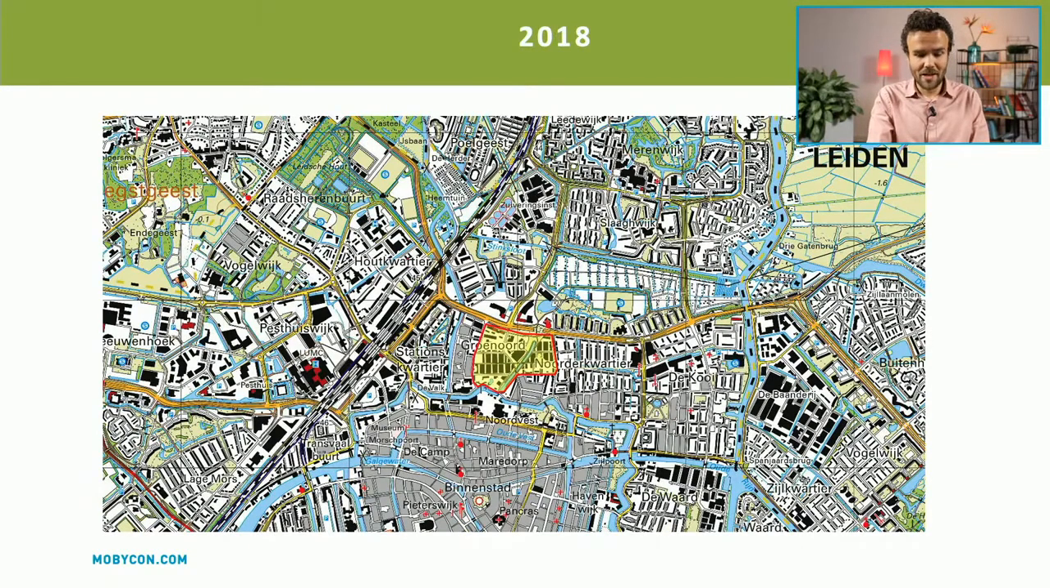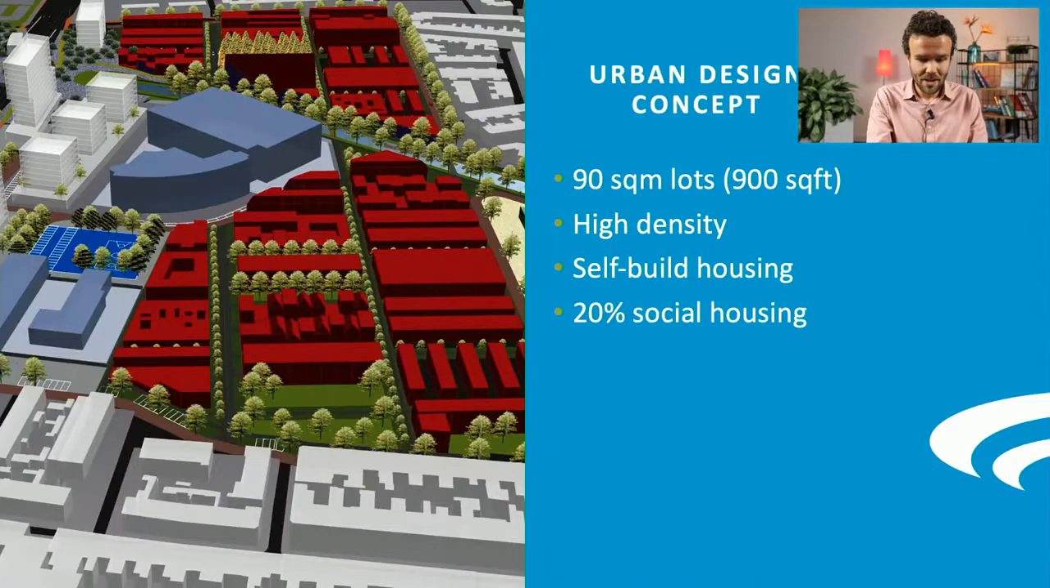And this is what it looks like today on the map. You can see that the factory has disappeared and instead shows a nice grid-like structure of streets with north, south, east, west orientation and a very different look and feel. So this is what the urban design concept looked like. It was developed by MVRDV, a famous architecture firm from the Netherlands.